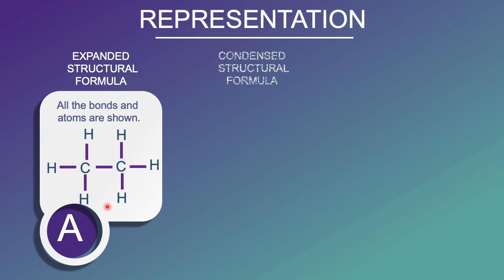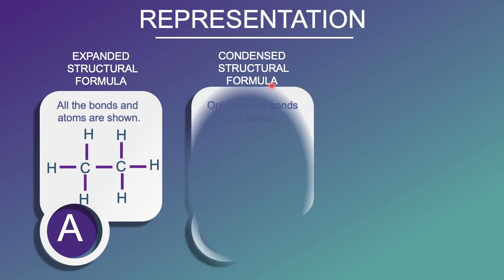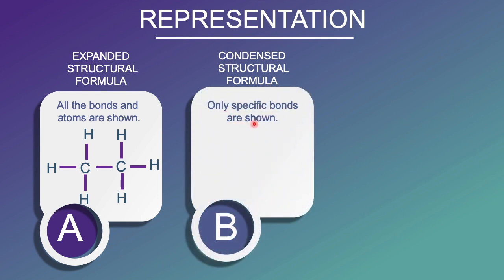So the next way of writing this is by condensed structural formula. And in the condensed formula, only specific bonds are shown. So the same ethane molecule can be written like this, where only the C-C single covalent bond is shown and all the hydrogens are condensed and written together.